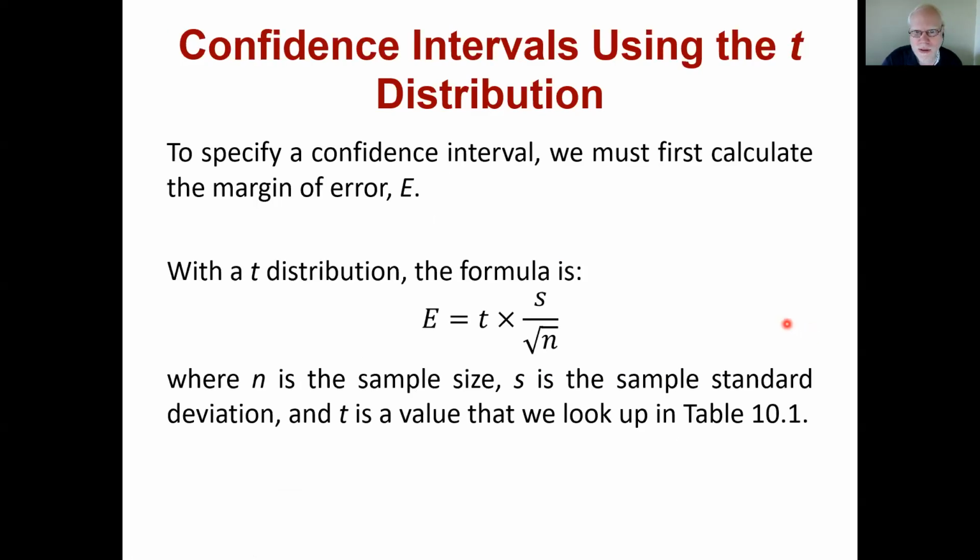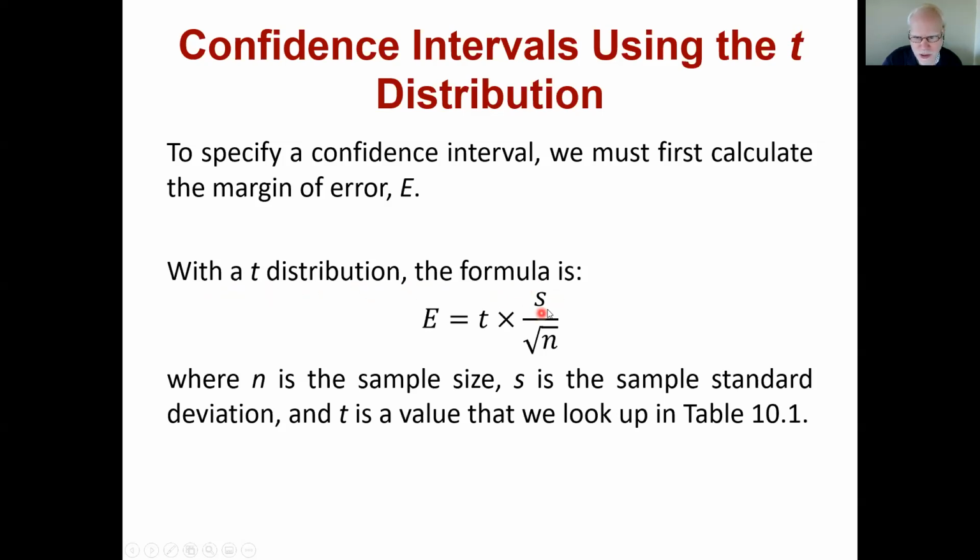So how do we construct confidence intervals using a T distribution? We've already seen how to construct confidence intervals when we're using the normal distribution, but now we're going to be using the T distribution, and so we need to find out how we can do that. To specify a confidence interval, we must first calculate the margin of error. So far, it's the same as what we had before. But there's a slight difference when we're using the t-distribution, right?